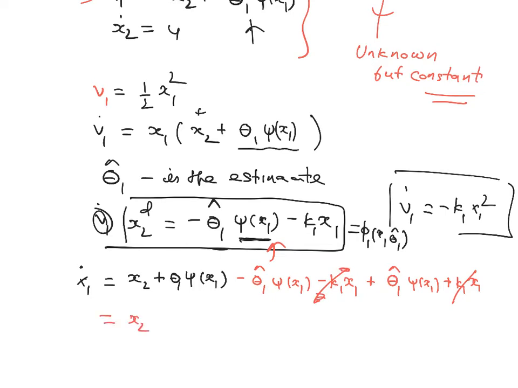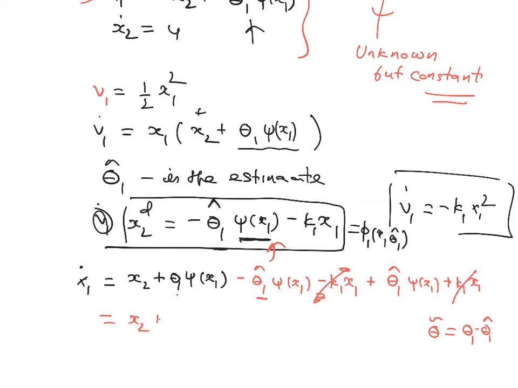X2 equals, so what I can do is, I want to define a theta bar term, which is theta 1 minus theta 1 hat. That's an error, right? So if that error goes to 0, we will be good. So we'll see how that error can go to 0, but plus Vx1 minus Vx1, okay.